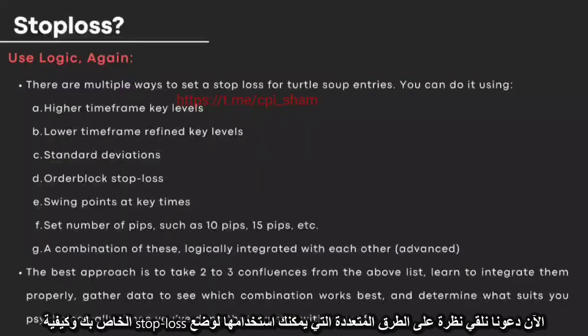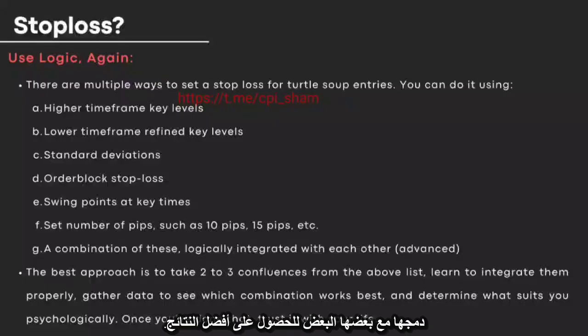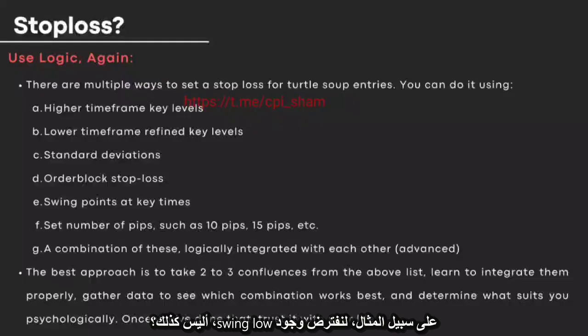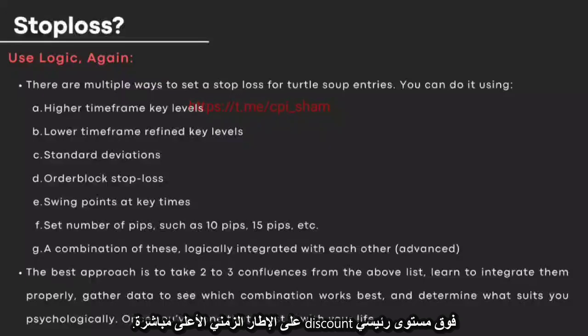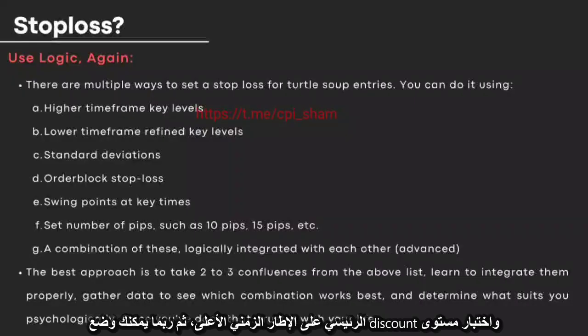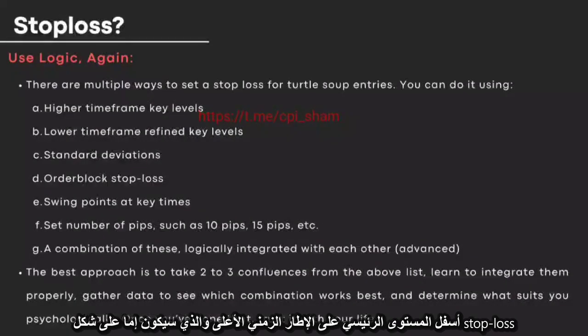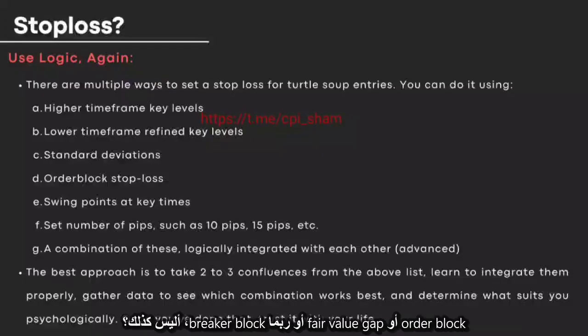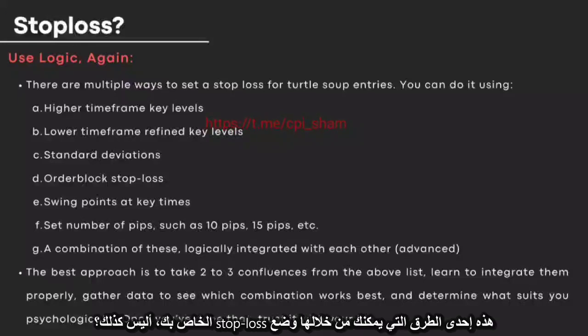that you can use to place your stop loss, and how to integrate them with each other for the best results. Now, ways to put your stop loss are the following. First of all, higher time frame key level. For example, let's say there is a swing low just above a higher time frame discount key level. So what you're going to do is put your entry once the swing low is taken and the higher time frame discount key level is tested, and then maybe you could put your stop loss below the higher time frame key level. That could be either in the form of an order block, a fair value gap, or maybe a breaker block. That's one of the ways that you can put your stop loss.